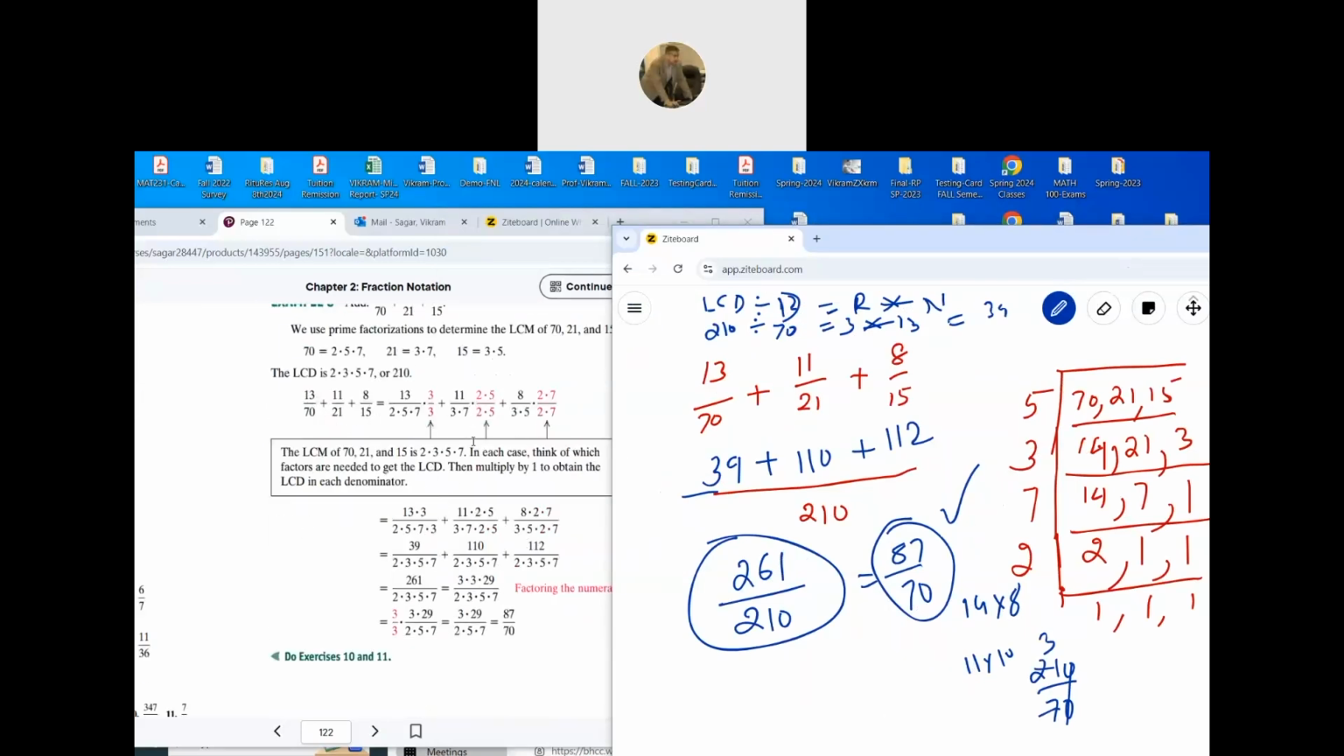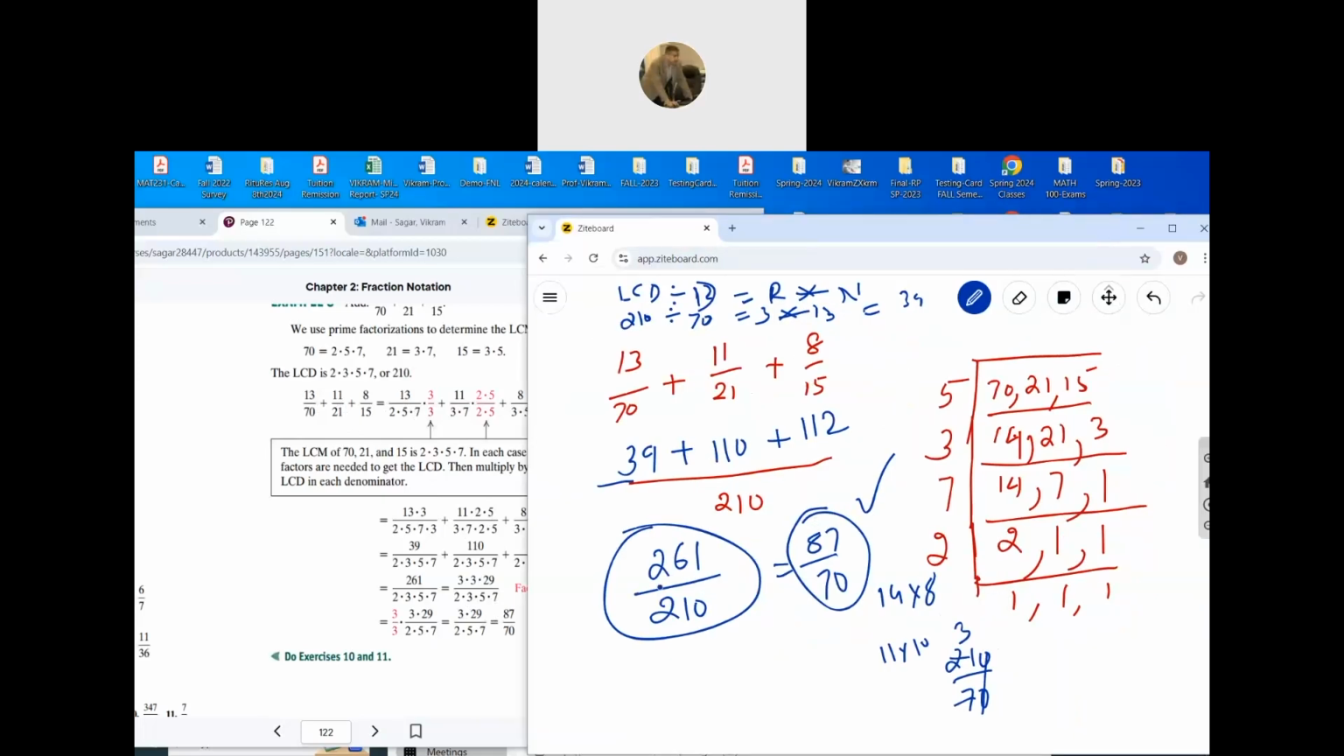But you know, your book is showing up too much here. See here, they are doing factoring and then they're canceling. But that takes a longer time and you could easily make a mistake. So once you learn this, it's going to be very easy. You know that 210 divided by 70 is what? 3, right?